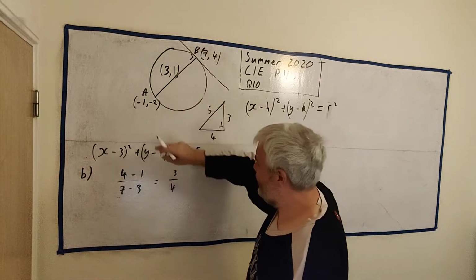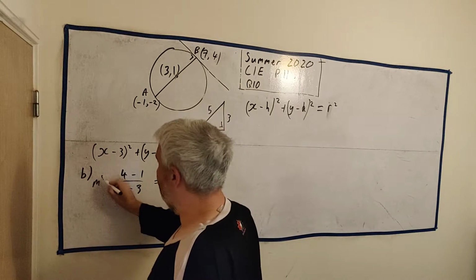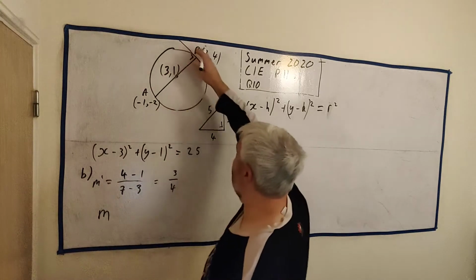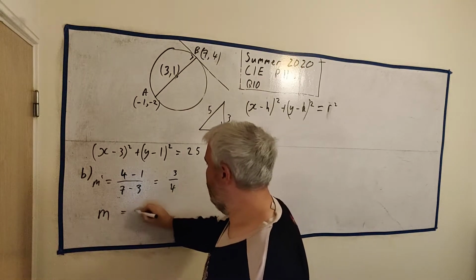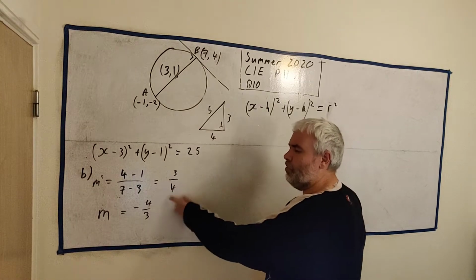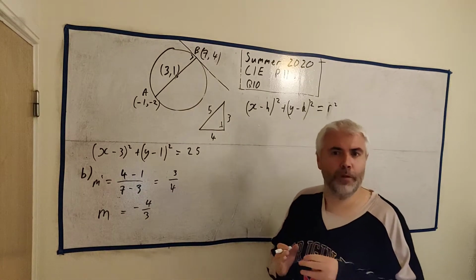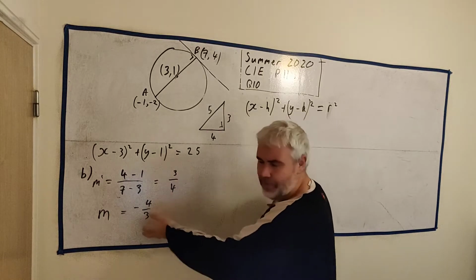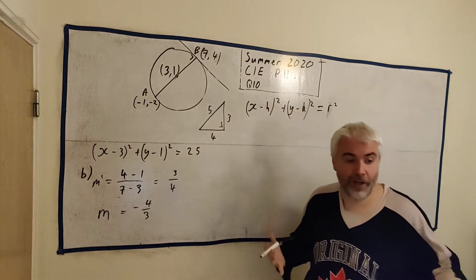That's the slope of this line. Let's call this m prime, maybe. And that means m, the slope we wanted, is equal to minus 4 over 3. That's because two slopes that are perpendicular will multiply to get minus 1, which is the same as turning upside down and changing the sign. At least that's what we learn over the years.